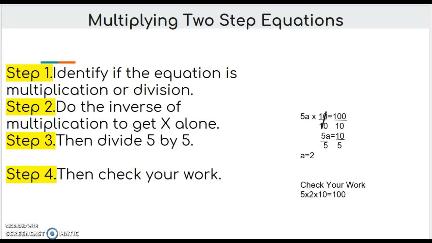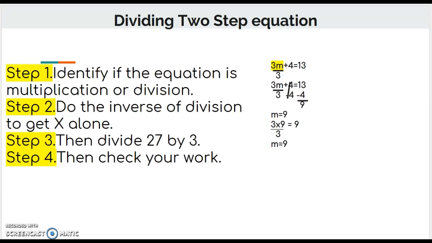Multiplying two-step equations. Identify if the equation is multiplication or division. Step 2. Do the inverse of multiplication to get x alone. Then divide 5 by 5. Then check your work.